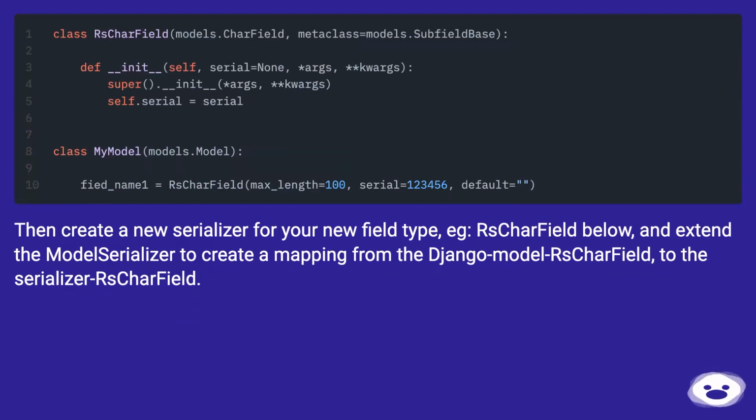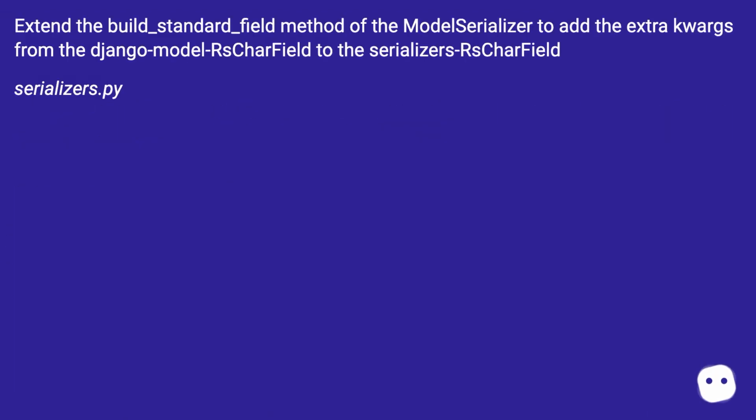Then create a new serializer for your new field type, e.g., CharField below, and extend the model serializer to create a mapping from the Django model CharField to the serializer CharField. Extend the build_standard_field method of the model serializer to add the extra kwargs from the Django model CharField to the serializer's CharField. Serializers.py.